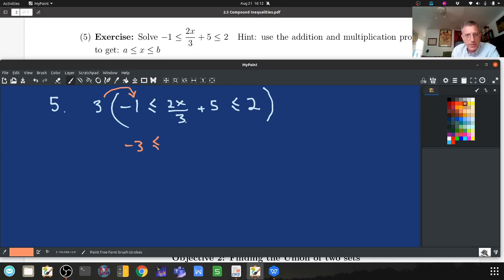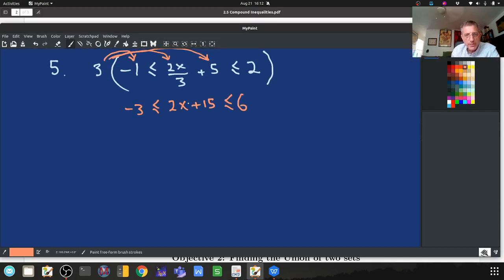3 times 2x divided by 3 is the same as 3 divided by 3, which is 1, times 2x. But I have to do it also with the 5. You can't forget the 5. 3 times plus 5 is plus 15. And 3 times 2 is 6. So that's my new inequality. So here again, I'm going to subtract 15 from all 3 sides.